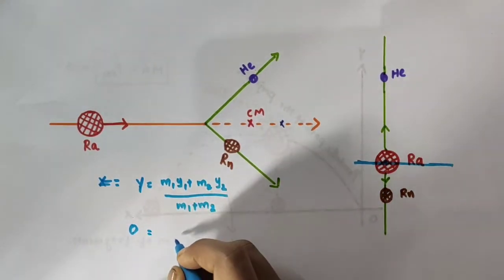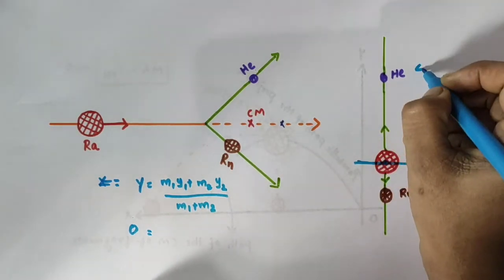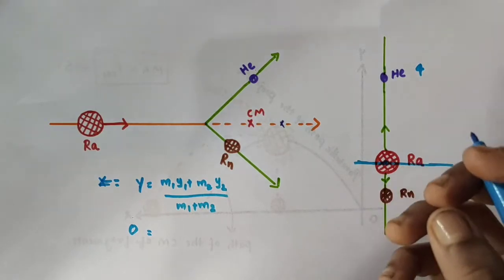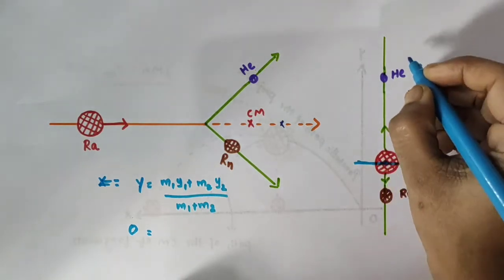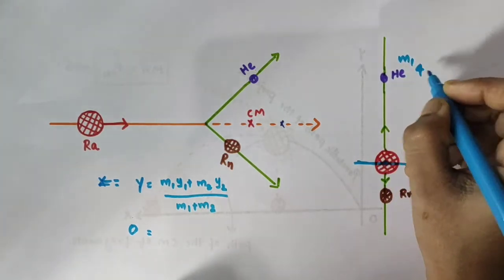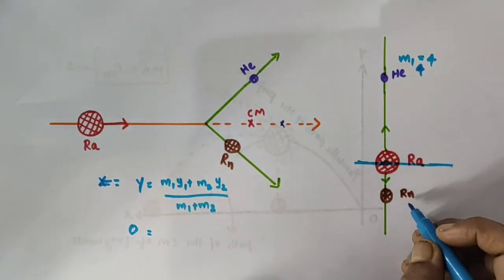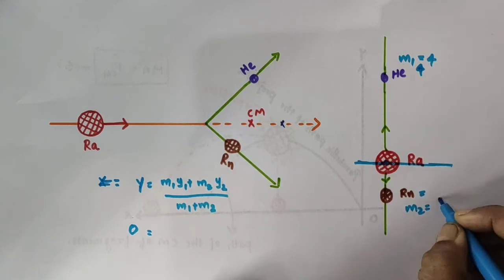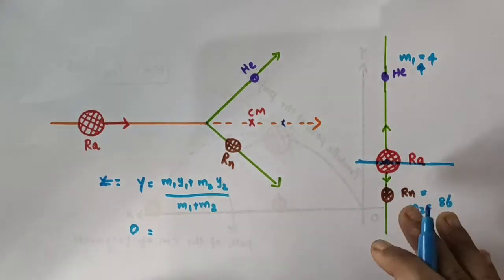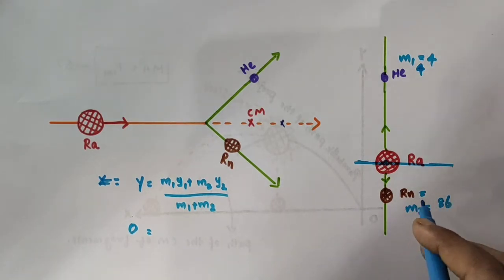I'm just taking the mass of the alpha particle as m1 equal to 4. Whatever the unit, I'm simply taking a number. I don't know more about chemistry. And I'm taking the mass of the radon as m2 equal to 86. I don't know whether it is the actual mass of radon or not, I'm just taking a number.